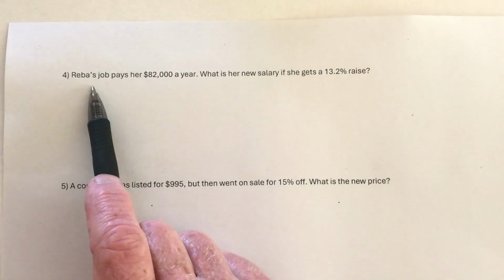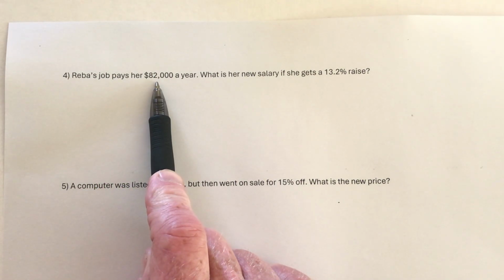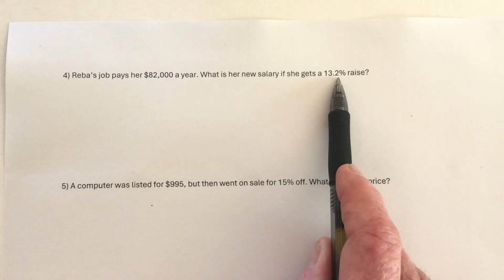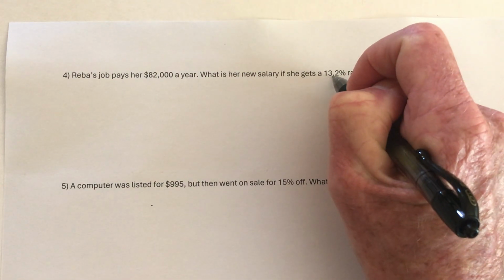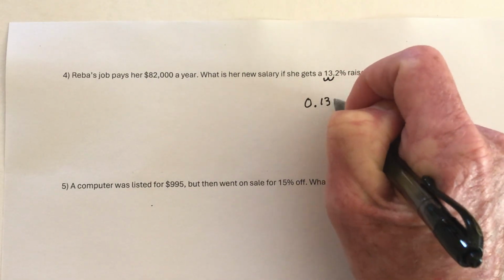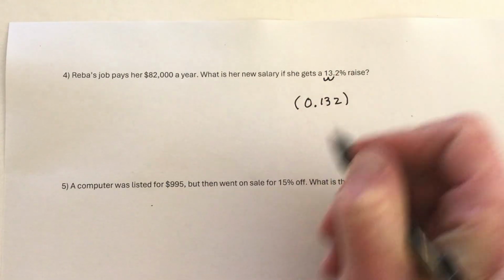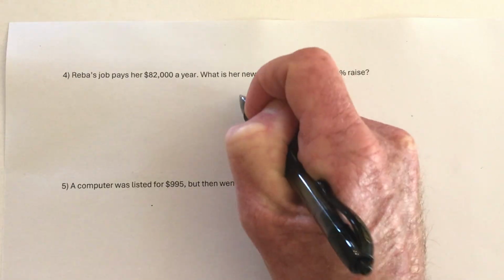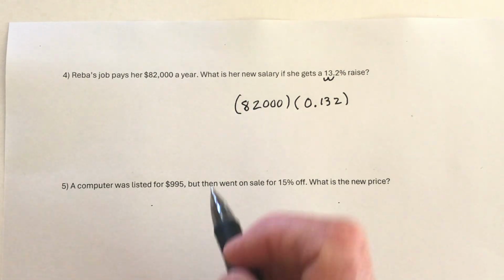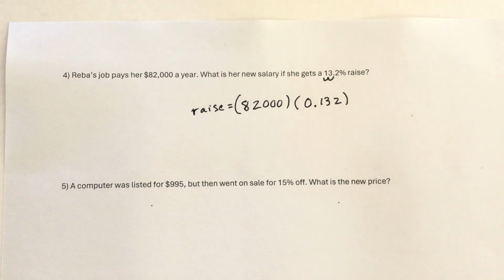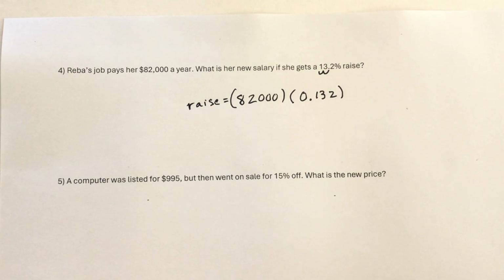So the next one, Reba's job pays $82,000 a year. And then she's going to get a 13.2% raise. So basically I just need to change this to decimal form. So move the decimal over, and that's going to be 0.132, and then multiply with her $82,000 salary. That's going to be her raise. So that's not going to be the final answer, but that's how much extra money she makes per year.